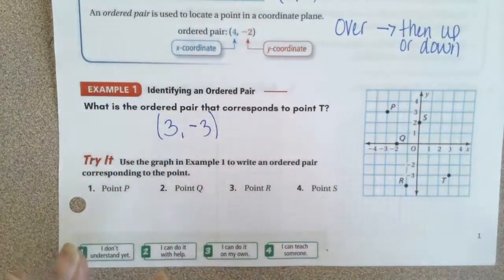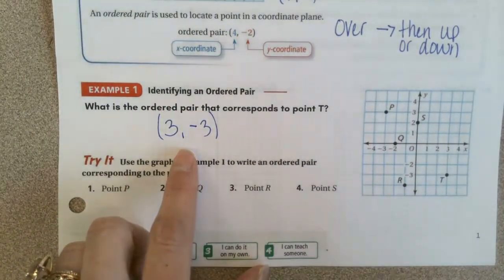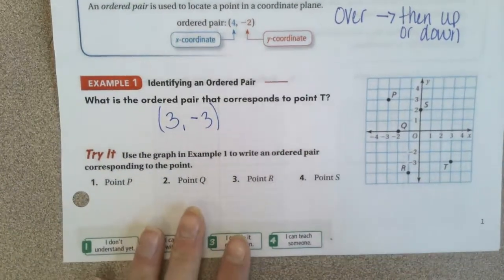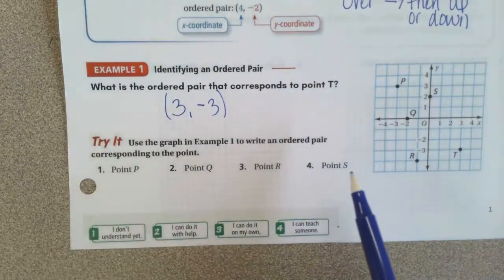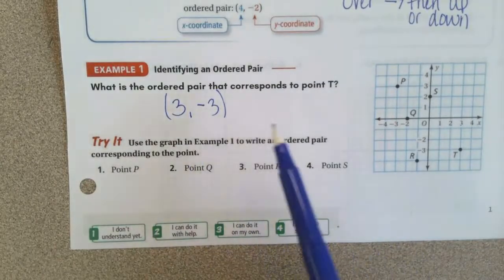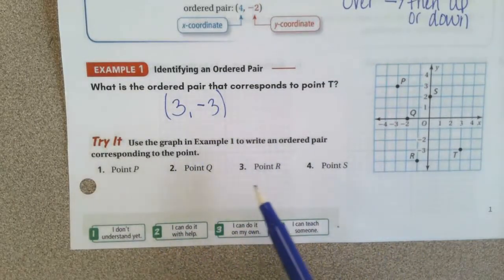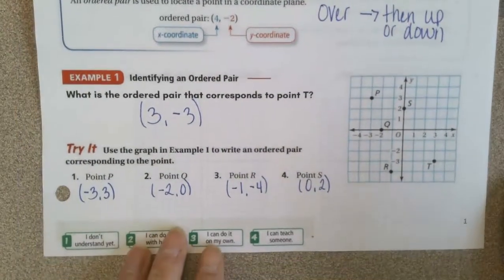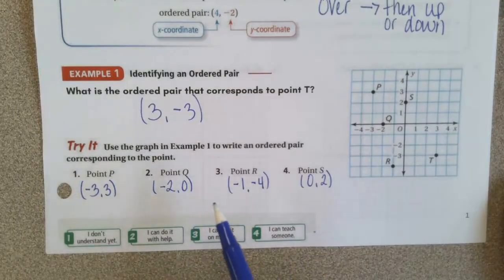And when you write your ordered pairs, make sure you separate them with a comma, and you do have to enclose them in parentheses. Okay, so I want you to go ahead and pause your video and do 1, 2, 3, and 4. Just like I did up here with point T, you're going to do the next 4. All right, go ahead and check those ordered pairs here.